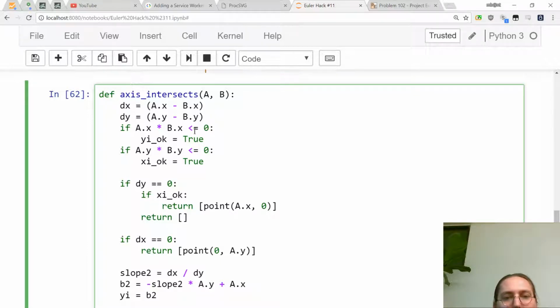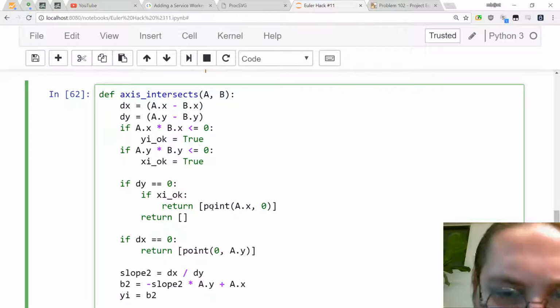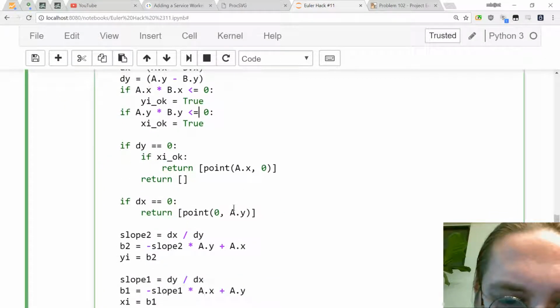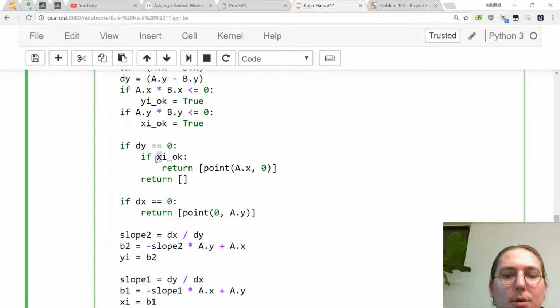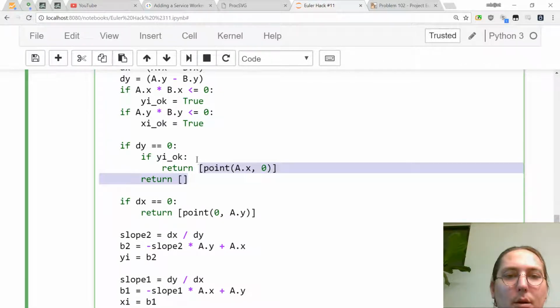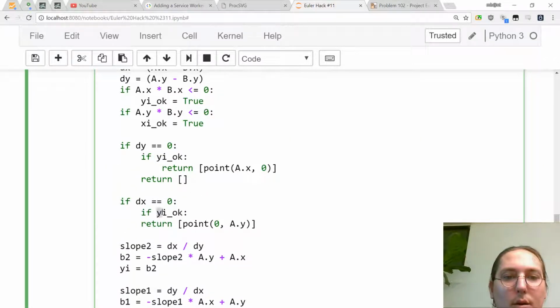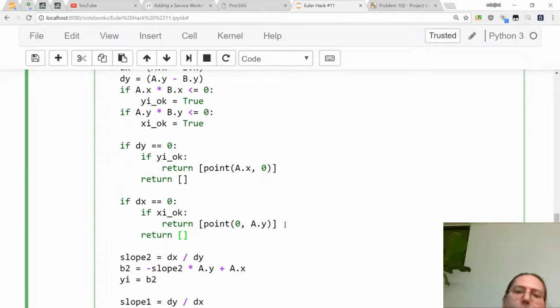Okay, is this correct? So maybe they can be both on the same side and would be equal to 0, and we count it as an intersection. You see? For example, if it's something like here and here, it will be equal to 0, and then we count the y-intersect as okay. I mean something like this.